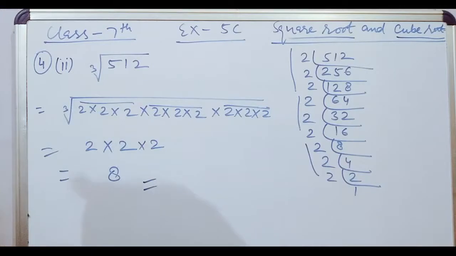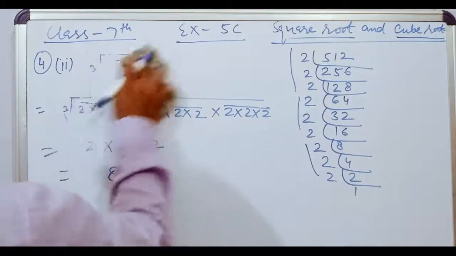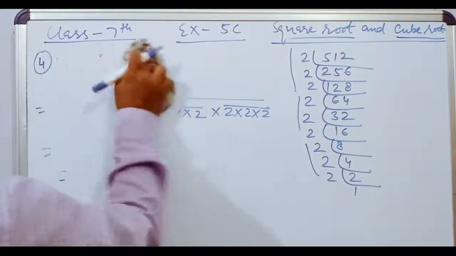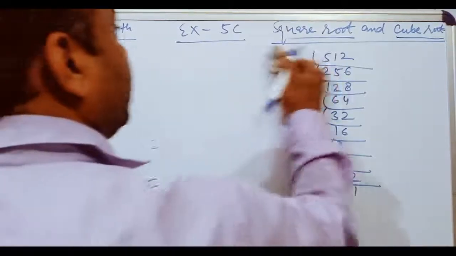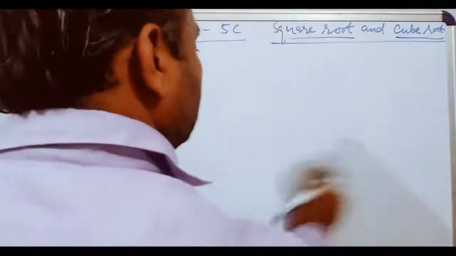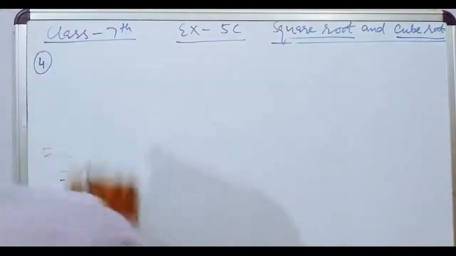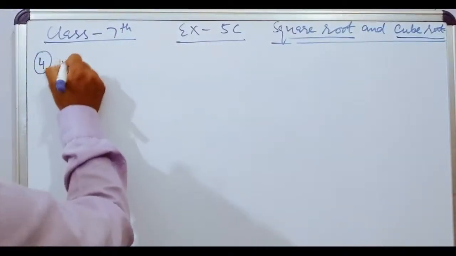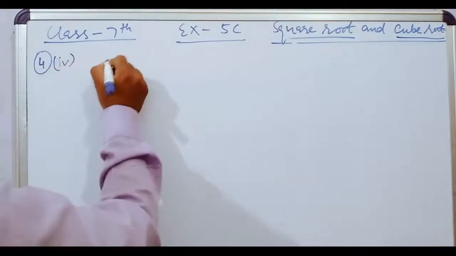Now, we will find cube root of the fourth part. Okay, and the prime factorization method is there to find cube root. Only prime factorization method.